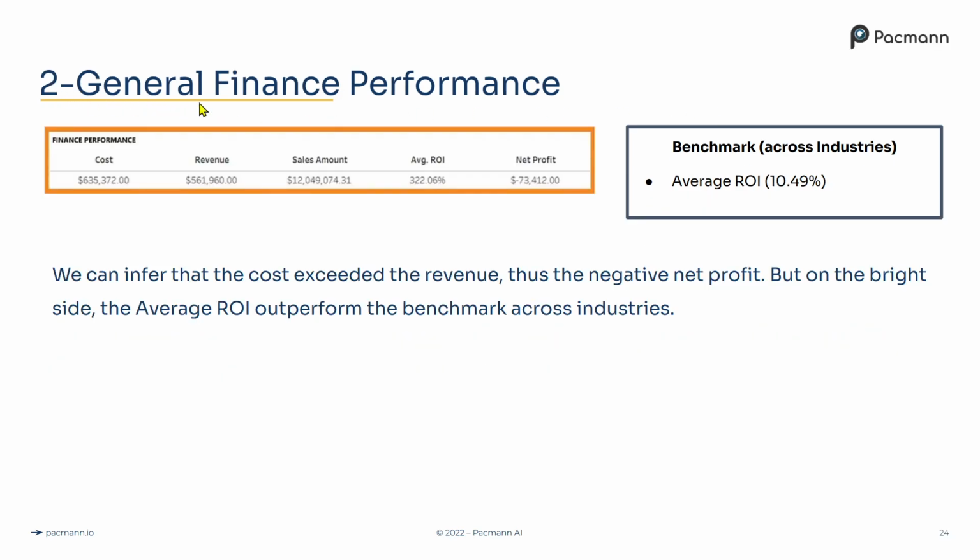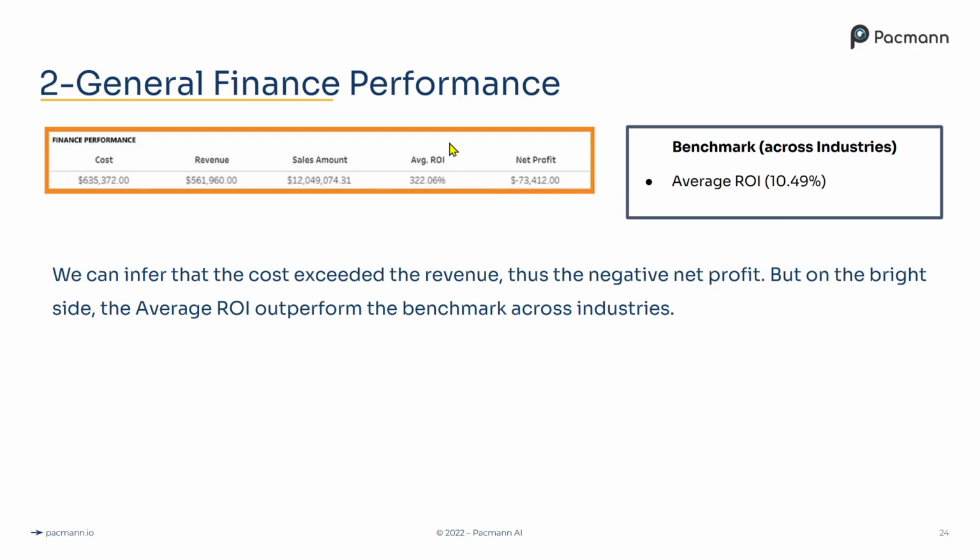Next is the general finance performance. So for the cost, revenue, and sales amount, it's all relative to each company and industry. But for return on investment, there is actually a benchmark across industries, which is about 10.49%.